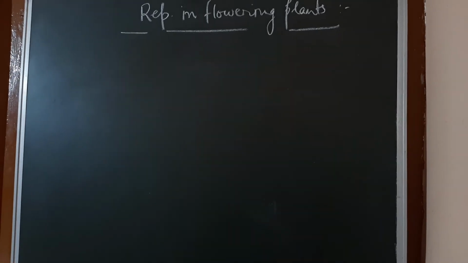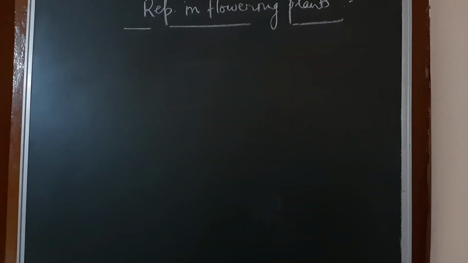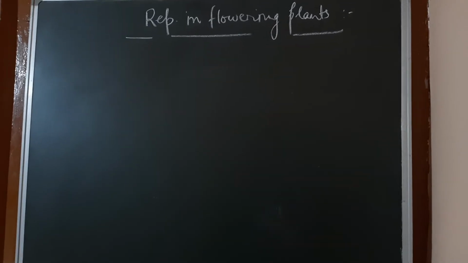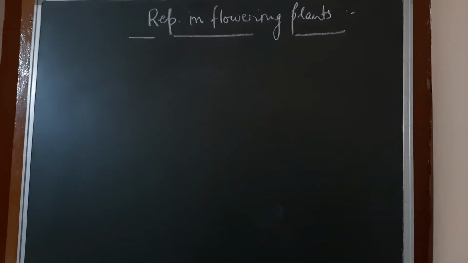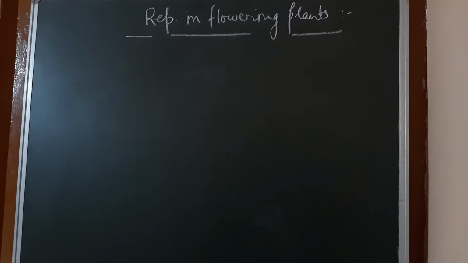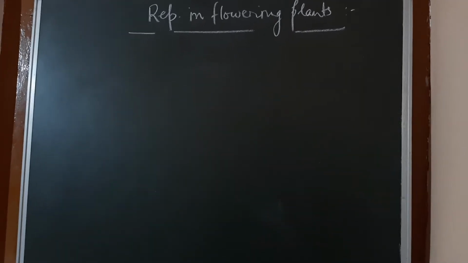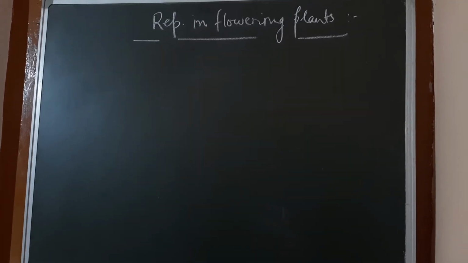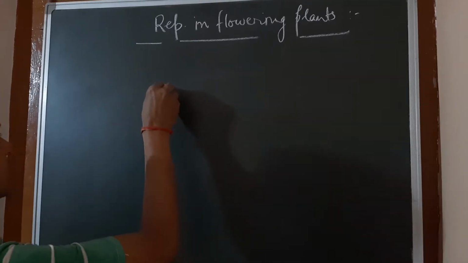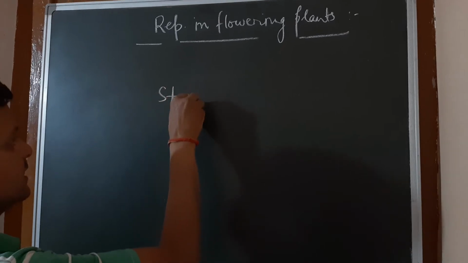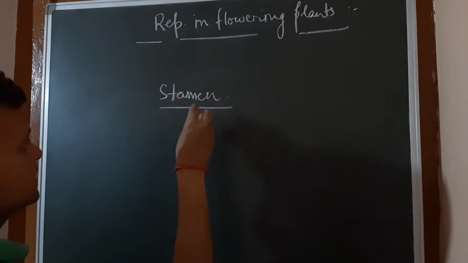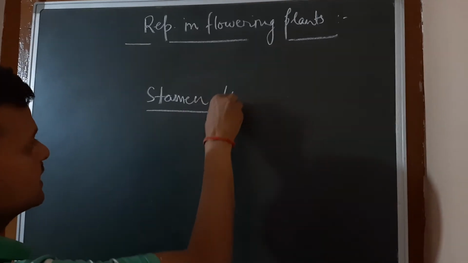Good morning everyone. In the chapter of reproduction in flowering plants, in today's tutorial we are going to study the male reproductive part. So first of all we start with the structure. The male reproductive part, which is also known by the name stamen, and if we draw the structure of the male reproductive part stamen, a group is also called androecium.